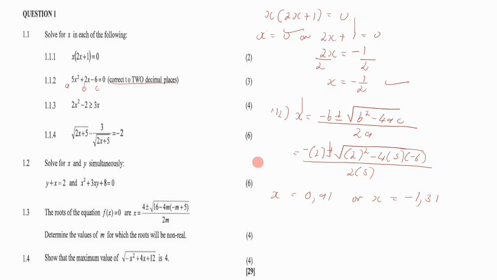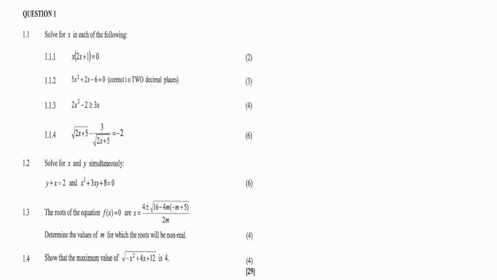Nice. And then, okay, so now let's try to solve 1.1.3. So here we are given an inequality, and then we can see the first thing we would do with this inequality is to take this 3x and transpose it to the left-hand side. So we have 2x² − 3x − 2 ≥ 0, right? Then we try to factorize this one. When we factorize, it becomes (2x + 1)(x − 2) ≥ 0.